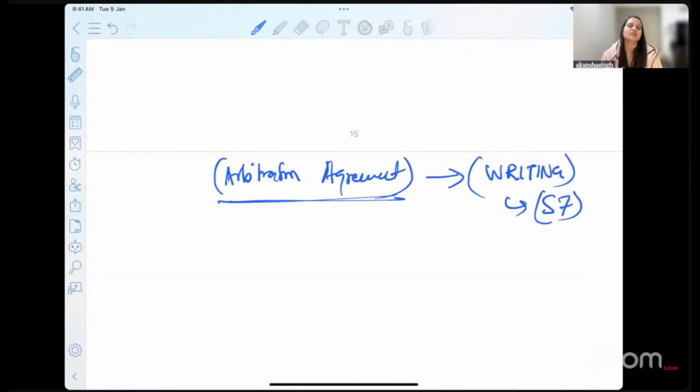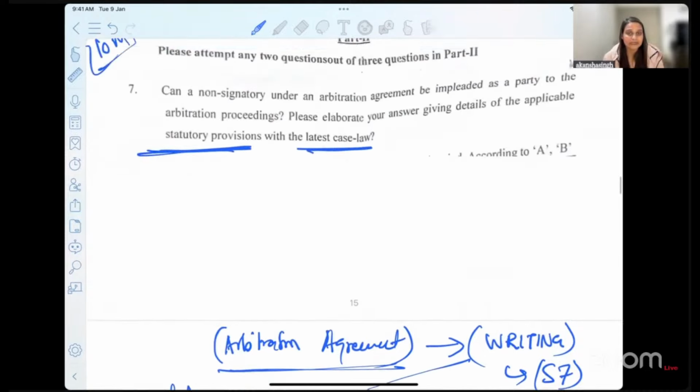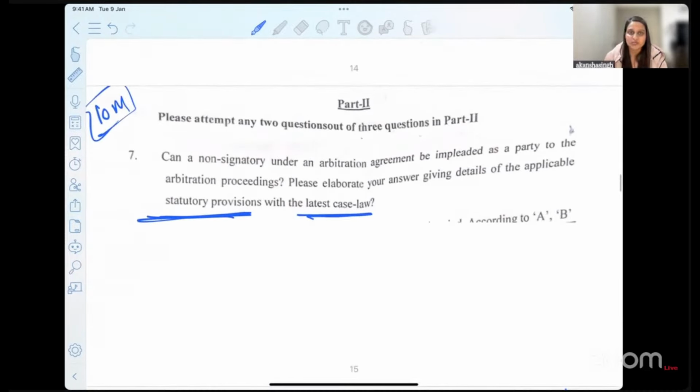So this is under section 7. Okay, we will discuss. Then it must also be signed. So if the parties are there, they can also sign this particular arbitration agreement. A party who has not signed will be called a non-signatory. Okay. So the non-signatory to this particular arbitration agreement, how can they be impleaded as a party for the arbitration proceeding? That is the first thing that we have to understand.